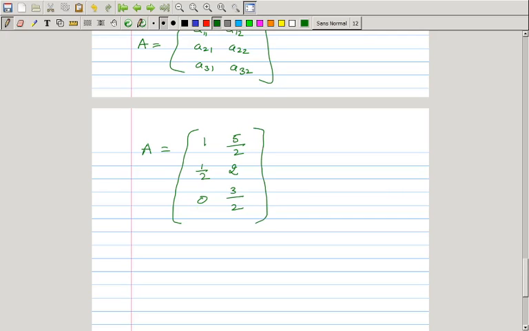Alright, so now this is how we have constructed a 3 by 2 matrix. Right, this is the required matrix.